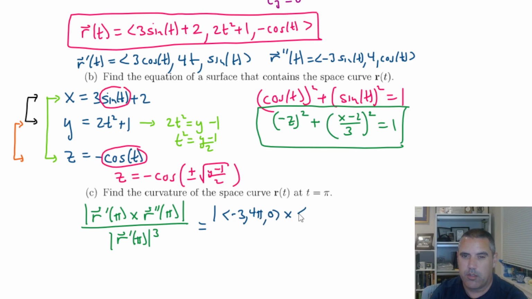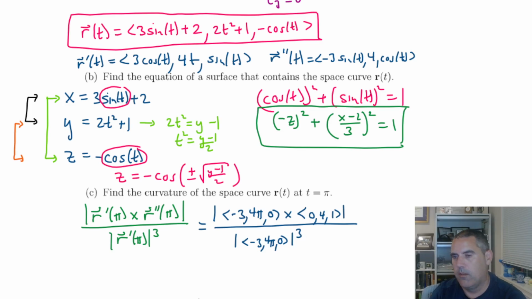We're going to do the cross product of that with, when I plug in pi over here, 0, 4, 1, divided by the magnitude of the derivative, so the magnitude of this, negative 3, 4 pi, 0, cubed.